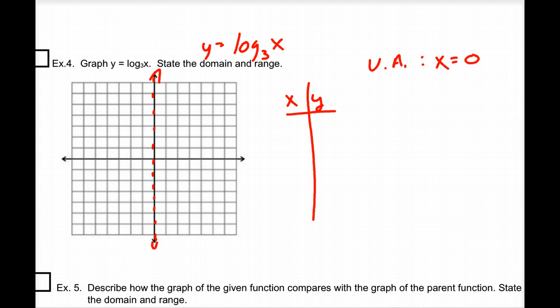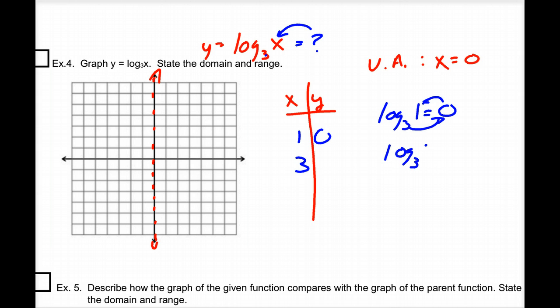But I would rather you go 3 to some power over here equals some easy number. What would be an easy number to plug in? Well, 1 would be an easy number to plug in because log base 3 of 1 is 0. 3 to the 0 equals 1. 3 would be an easy number to plug in because log base 3 of 3 is 1. 3 to the 1 is 3. So when I plug in 3 right here, I get 1. One more. If I plug in 9, this should be 2. My y would be 2 because 3 squared is 9.